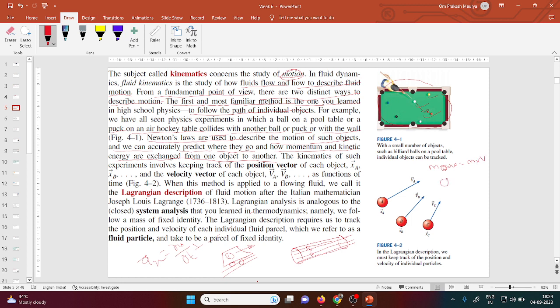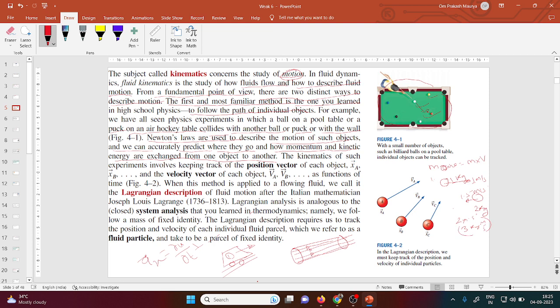So one object, let's say 1 kg, is moving with a velocity of 1 meter per second, and another object, let's say 2 kg, is moving with a velocity of 1.5 meter per second. The momentum of the first object is what? 1 kg into 1, that is 1 kg meter per second. And for the second, what is the momentum? That is 2 into 1.5, that is 3 kg meter per second. This is the momentum.